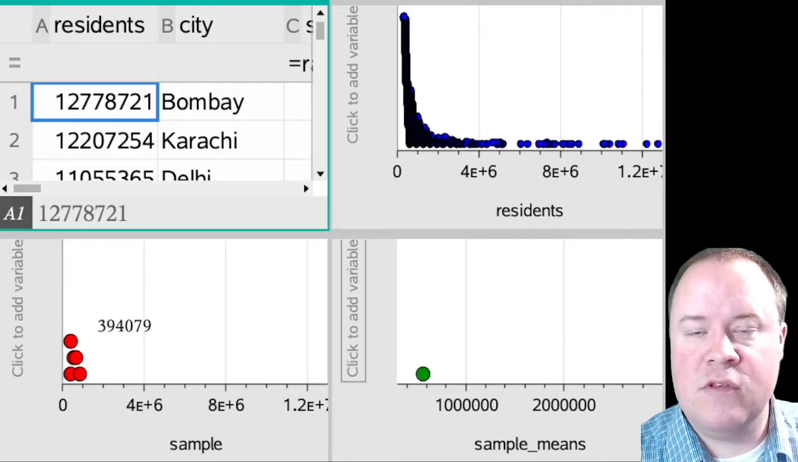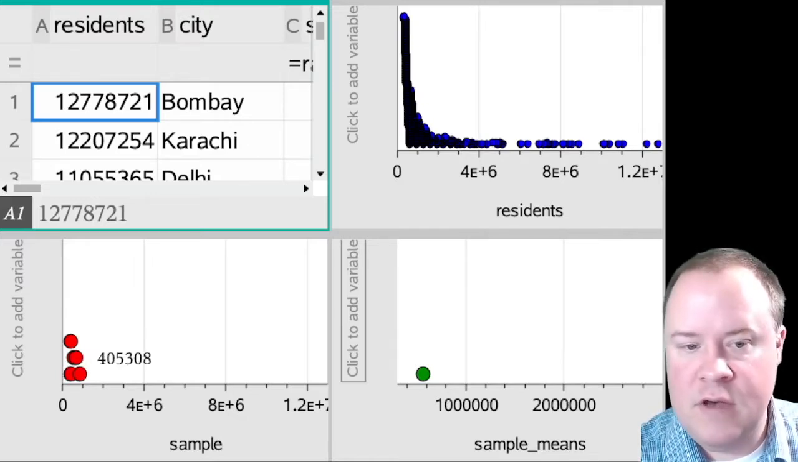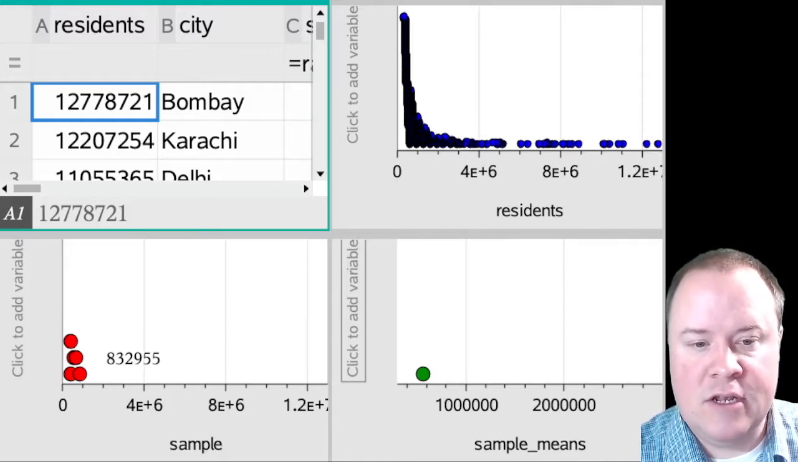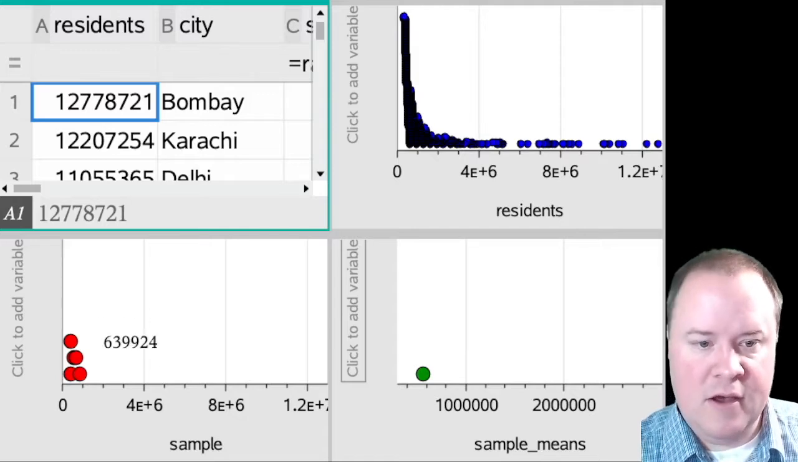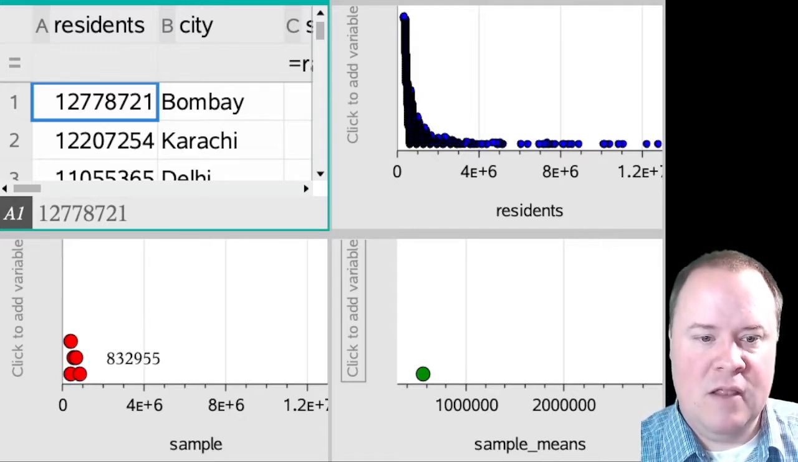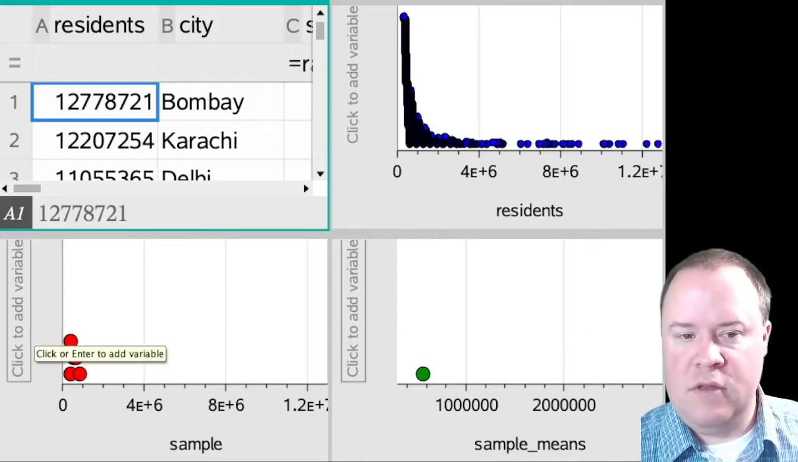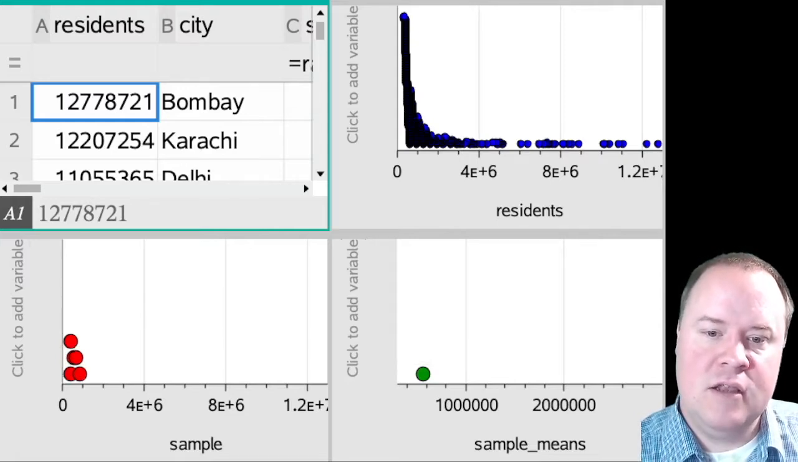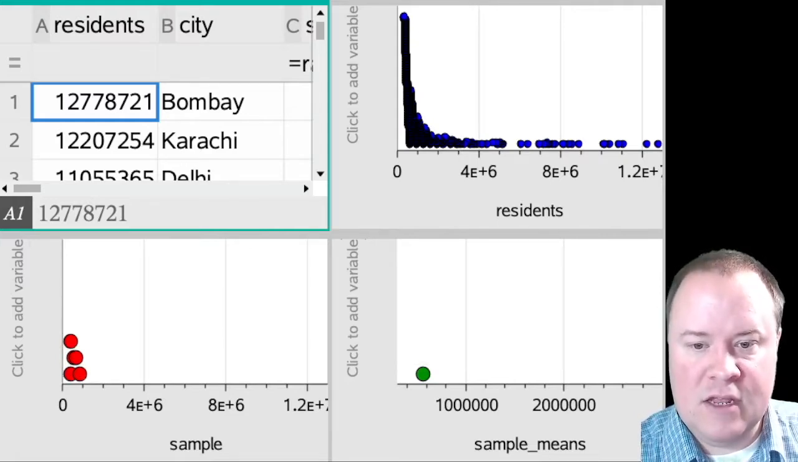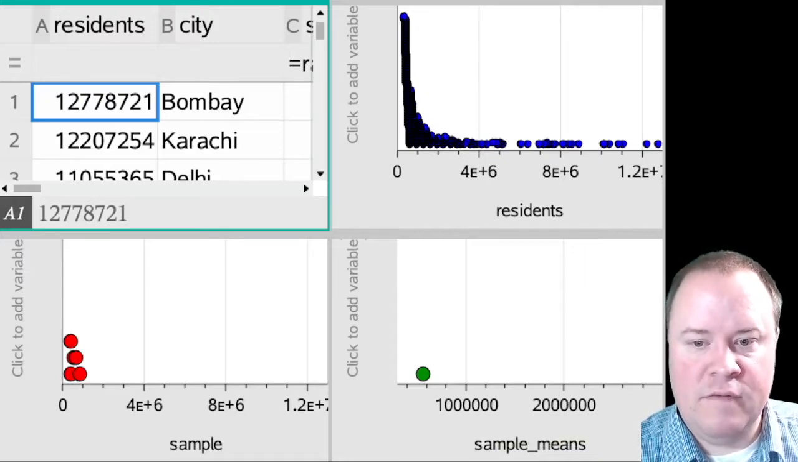So the first city was 394,000, 639,000, 405,000, 832,000. So nothing too outrageous here. They're pretty close together, and they're basically in that first bar of the histogram, all 5 of them came from there. That doesn't mean all of them are going to do that if I do this again. And then on the right side here, this is the mean of those 5 cities. So it's obviously less than a million. Here's a million, so the first bar would be somewhere in here, right?